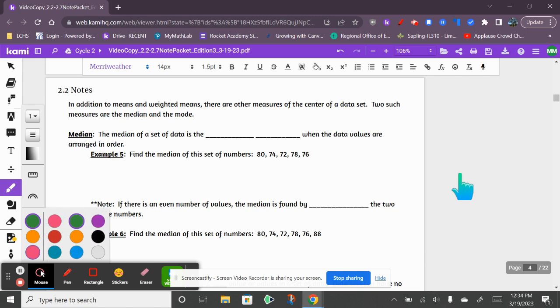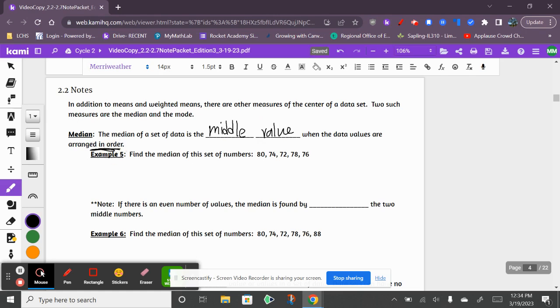The median of a set of data is the middle value when the data values are arranged in order. That's one of the biggest things: you want to make sure that you have them in order. You don't want to just find the middle value of a random list. You want them to actually have meaning, so have them in order.